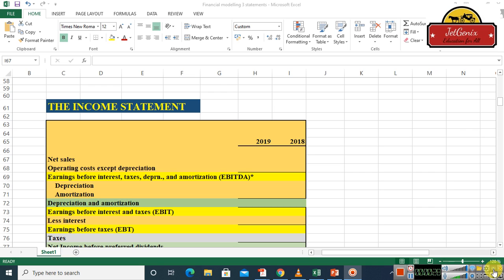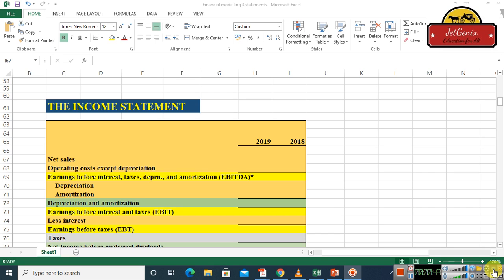So let's start constructing the income statement, and after developing this income statement we are going to calculate some ratios like the dividend per share, earning per share, book value per share and cash flow per share. Okay, and after that we are going to calculate some ratios as well.